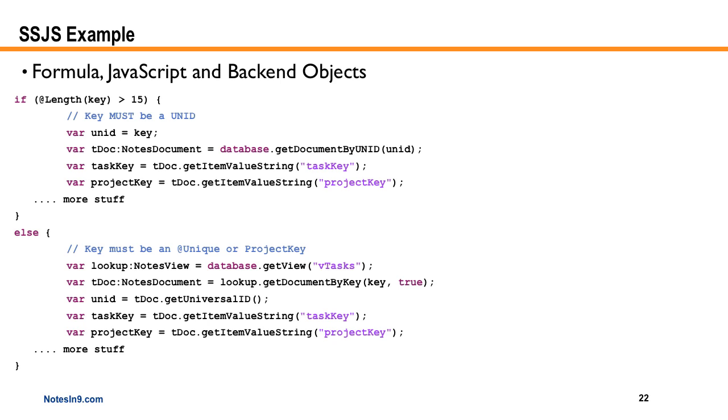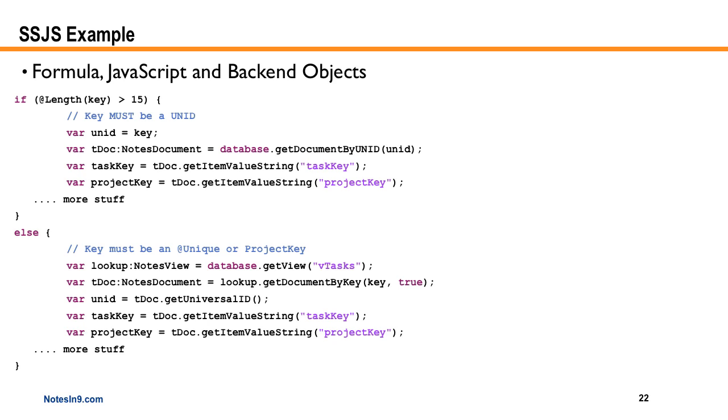Now, database is not pre-declared. I've not dimmed that anywhere because database is a global object. Database and session are just always there for you. So I'm saying var tdoc: NotesDocument equals database.getDocumentByUNID, and passing the unit. So I'm getting a handle to the actual notes document.